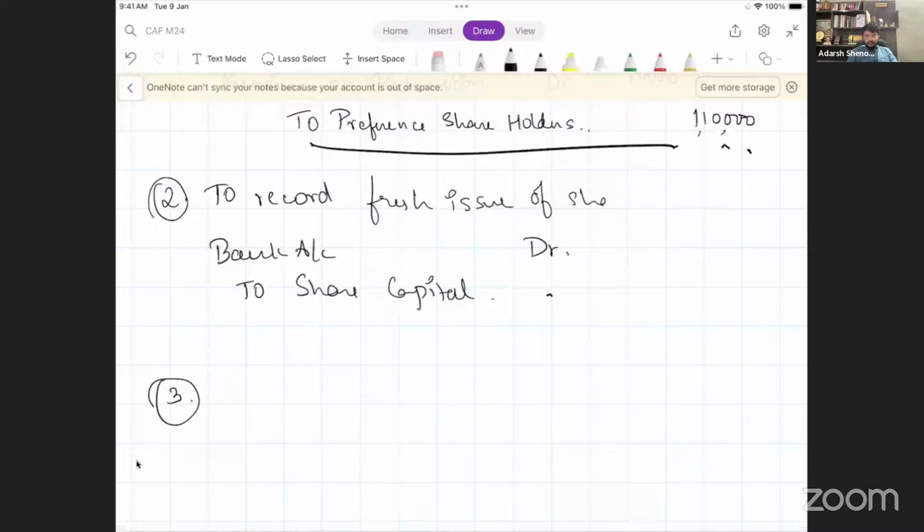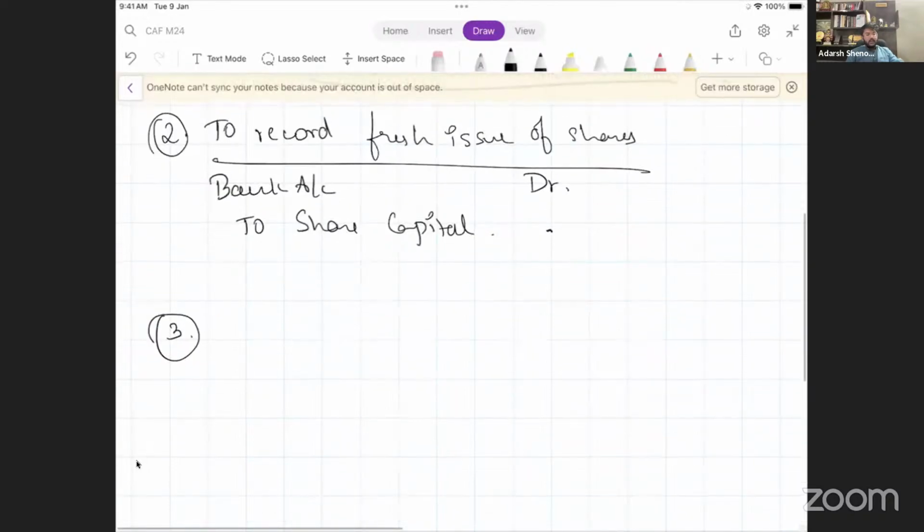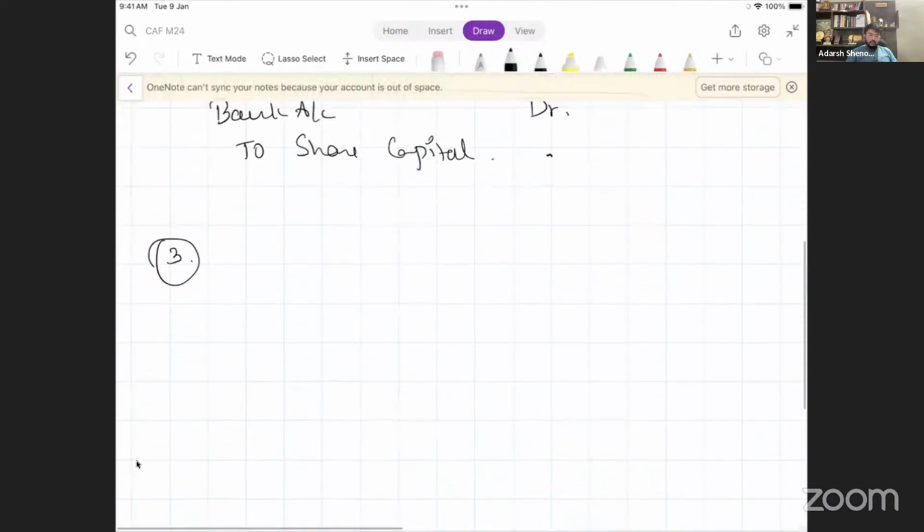Second option is to create CRR. How to create CRR? CRR is created by transferring free reserves to CRR account. So free reserves account debit. This is for creation of CRR.